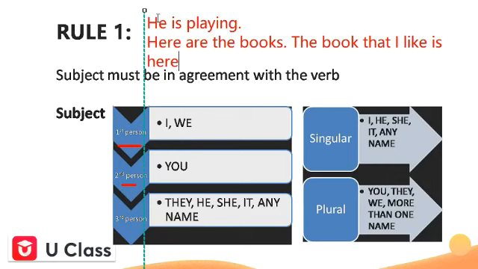But in the second sentence, here are the books. How will you identify subjects? Now, in the second sentence, nobody is doing any work. So how will you identify? Simply ask yourself a question: what is being talked about? किसकी बात चल रही है? So here we are talking about the books. Therefore, the books are the subject, and not here.